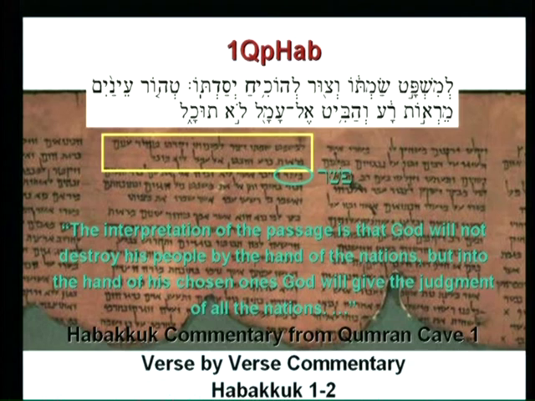For example, on this particular text, it says the interpretation of the passage is that God will not destroy his people by the hand of the nations, but into the hand of his chosen ones, God will give the judgment of all the nations. And that's pretty straightforward, and yet it goes a little bit beyond the text and adds to it slightly. But that is characteristic of commentary, whether you're doing a modern commentary or whether you're looking at an ancient commentary. They're very instructive, help us to understand how they interpreted the text, what kind of hermeneutics they applied, as well as to look at what text they had to see what has been preserved.